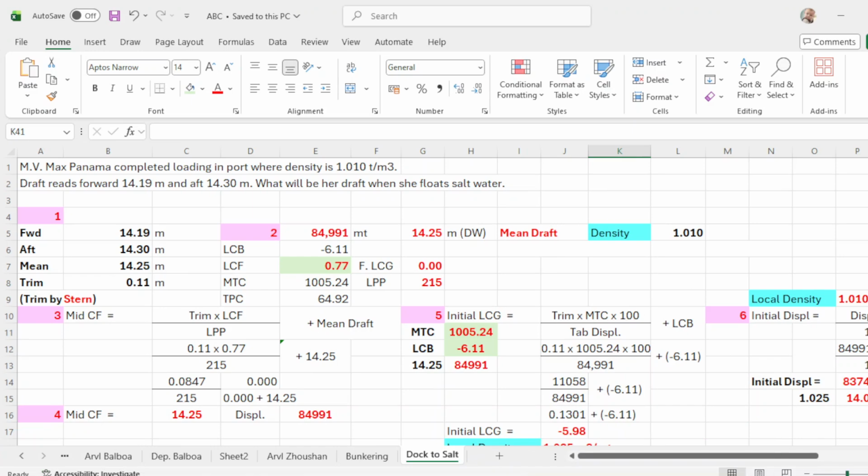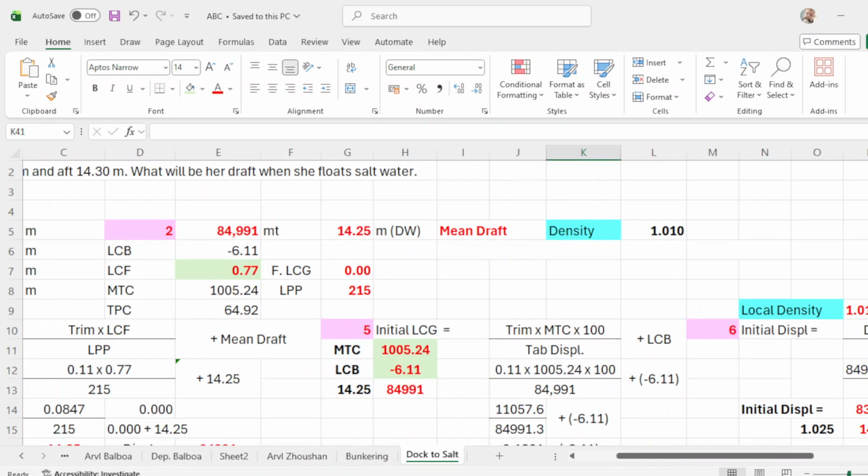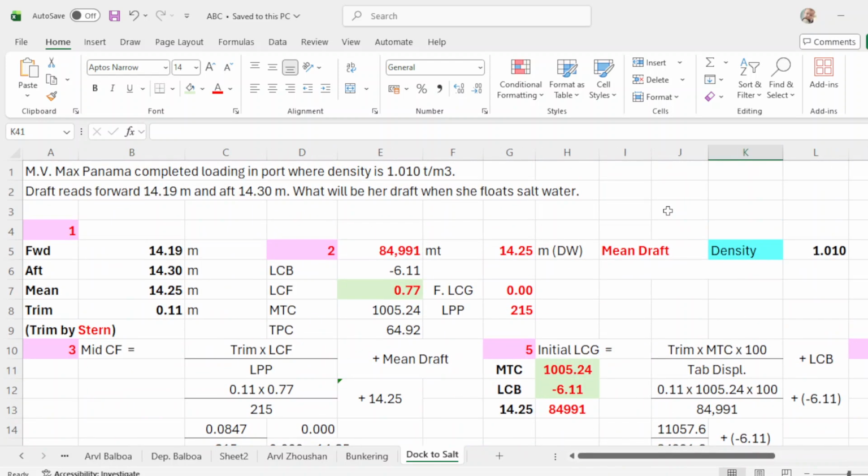So make this a little bigger. Okay. MV Max Panama completed loading in port where the density is 1.010. The departure draft is 14.19 forward and aft is 14.30. The question is, what will be her draft when she floats in seawater? What will be her draft when she reaches the salt water of 1.025 from 1.010?